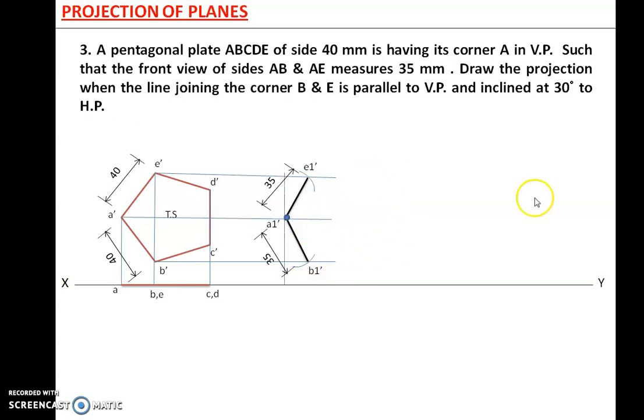So first project A1 dash on the XY line, and mark the point A on XY, as corner A is in VP, so A will be on XY. In the same way project E1 dash and B1 dash. Now on this projector the points B and E will be lying. Now we have A, and we have B and E. Take this distance ABE in our compass, with A as center, cut the projector. You will get the points B and E.